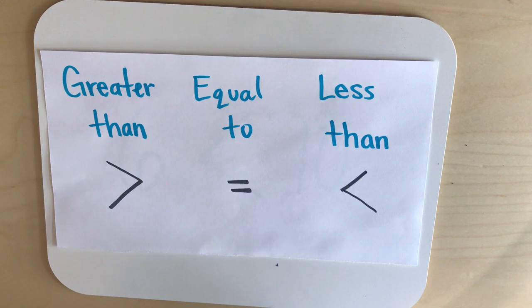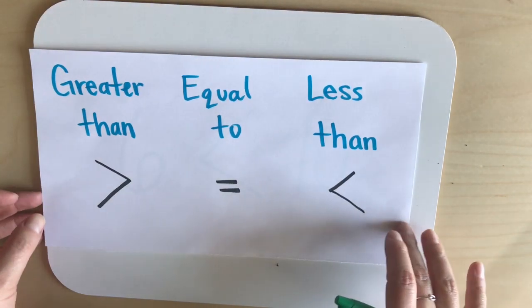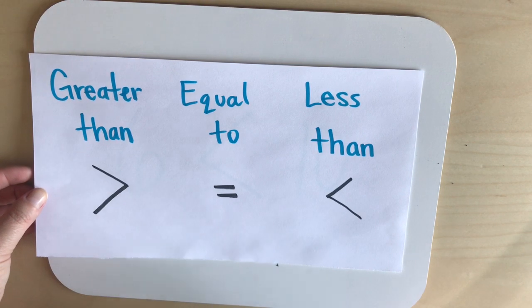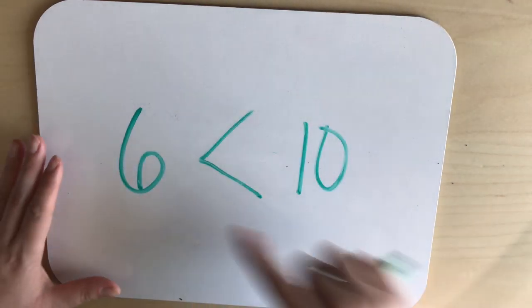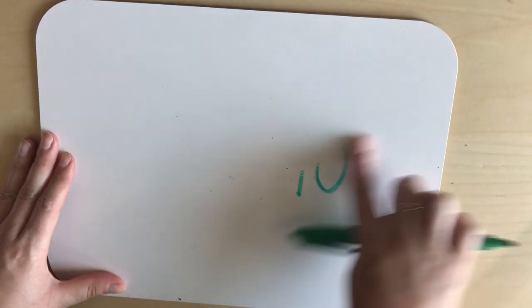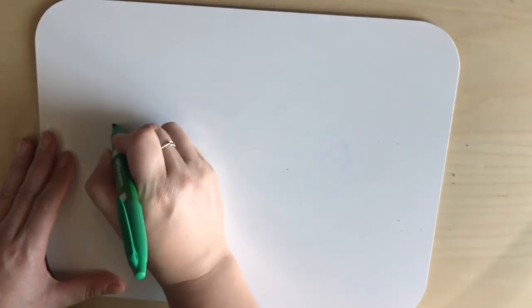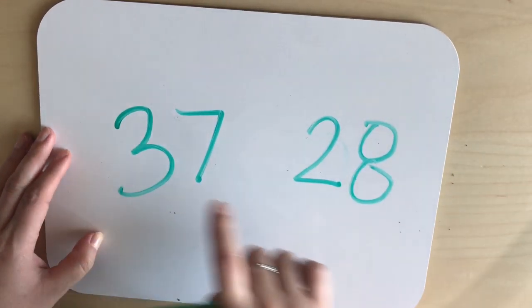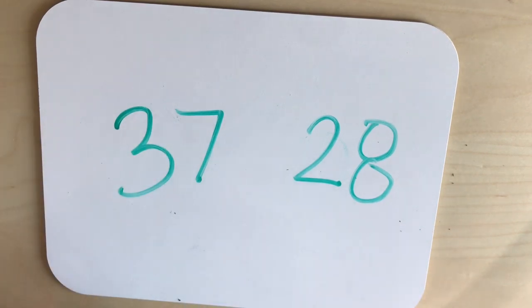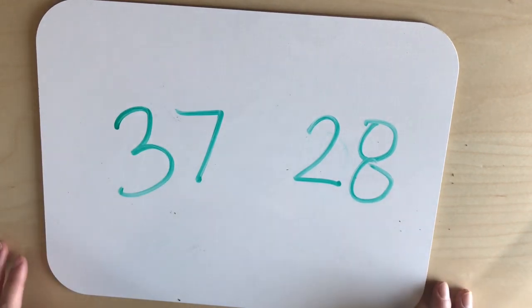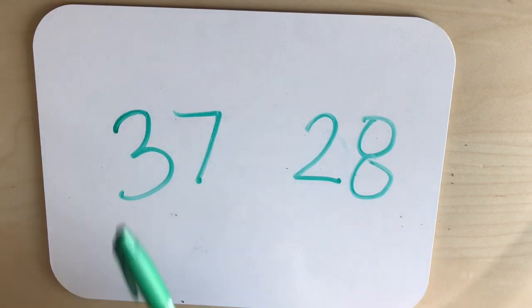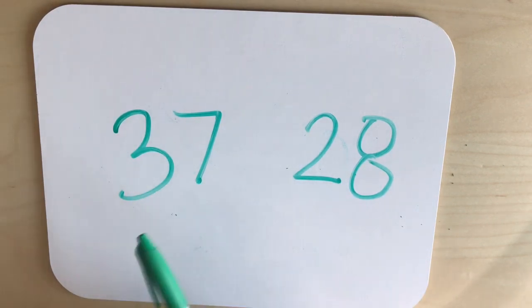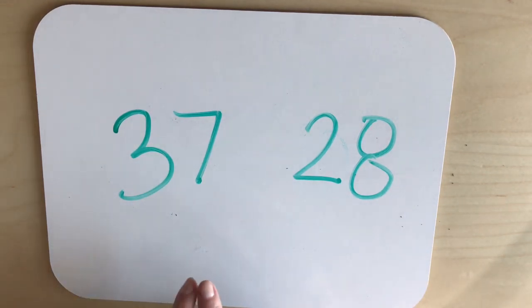So I'm going to give you two numbers and you're going to help me to figure out which of these symbols I need to use to compare those two numbers. Are you ready? Here is my first set of numbers. The first number is 37 and 28. First, stop and think, which number is greater? 37. 37 is greater. Which symbol would I use to show 37 is greater than 28? Go ahead and draw it out with your finger.